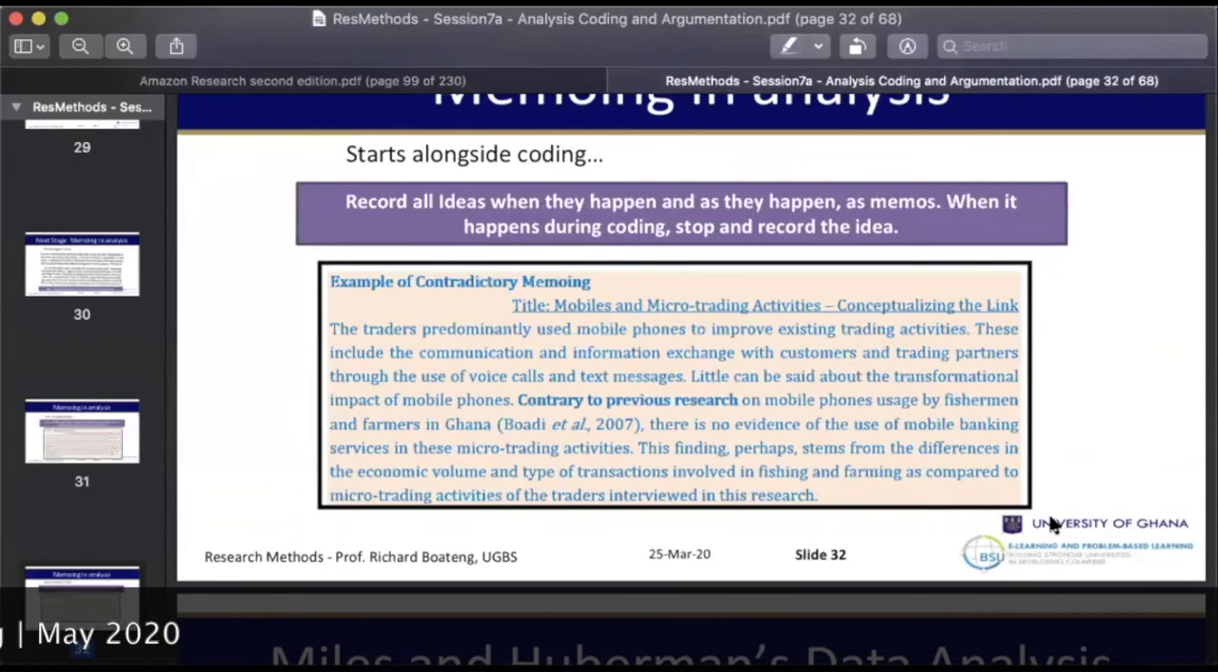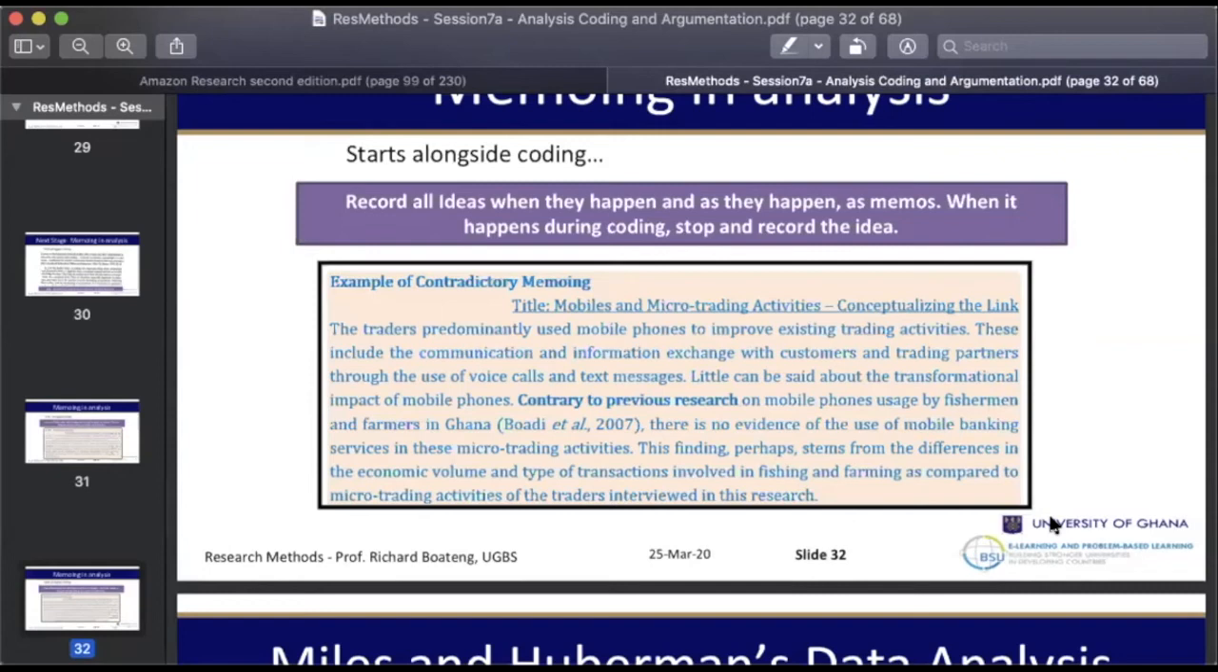The traders predominantly use mobile phones to improve existing trading activities. These include communication and information exchange with customers and trading partners through the use of voice calls and then text messages. Little can be said about transformational impact of the mobile phones. Contrary to previous research on mobile phone usage by fishermen and farmers in Ghana, there is no evidence of the use of mobile banking services in the micro trading activities. This finding perhaps stems from the differences in economic volume and type of transaction involved in fishing and farming as compared to micro trading activities of traders interviewed in this research. What am I trying to say?